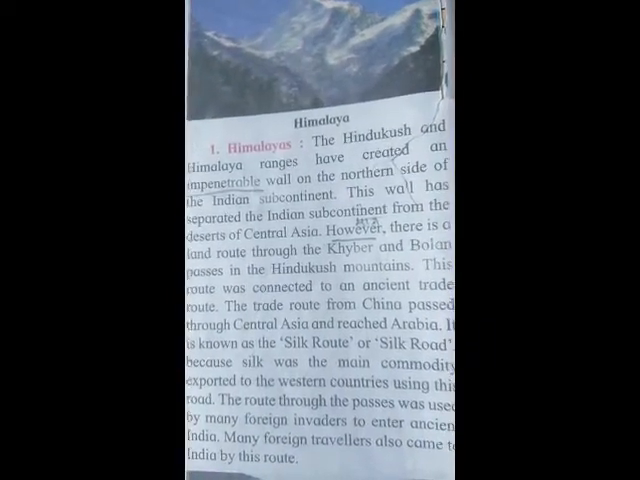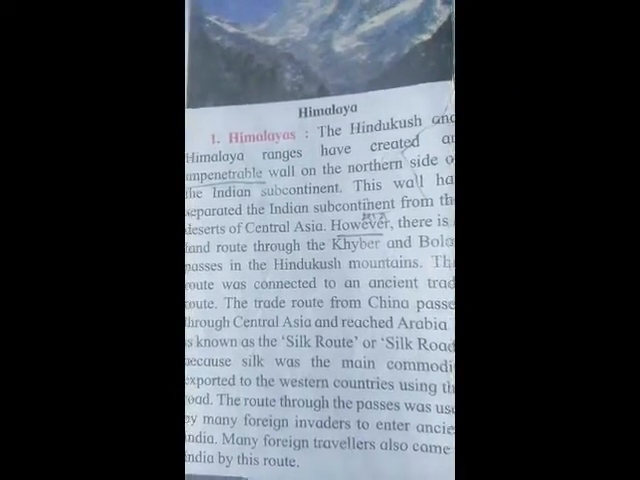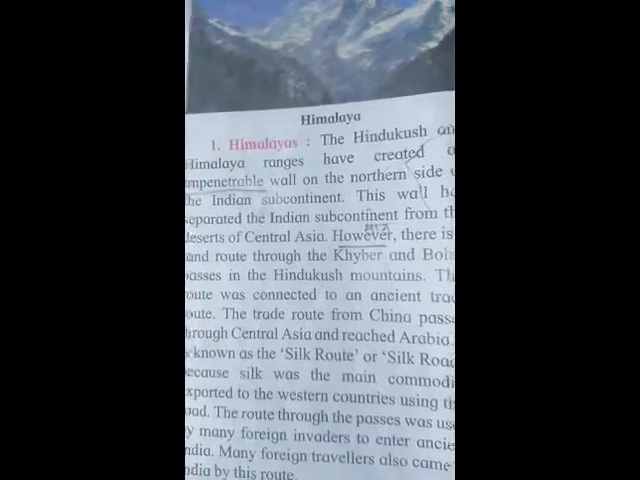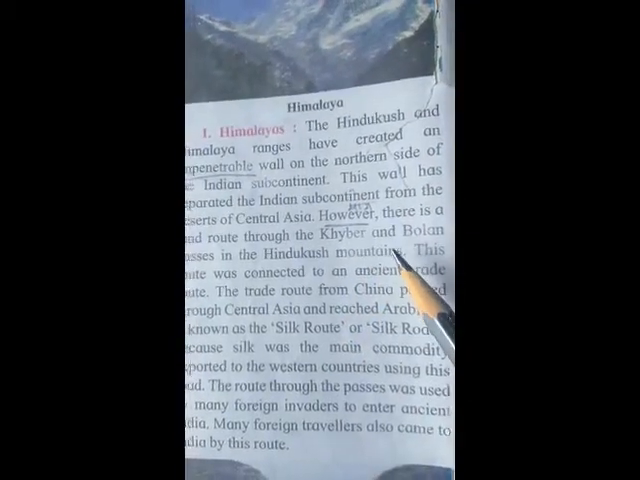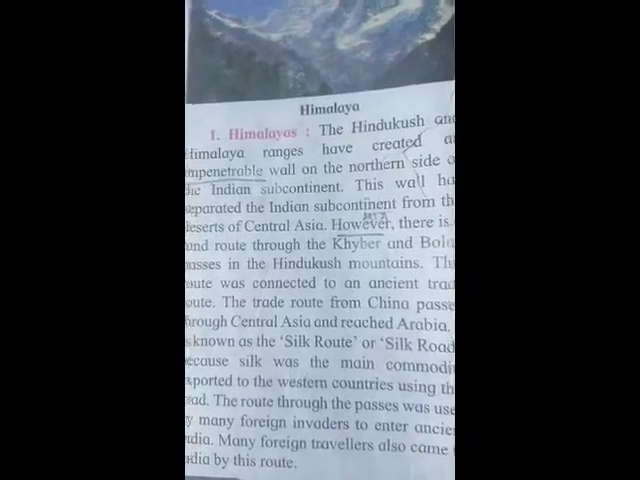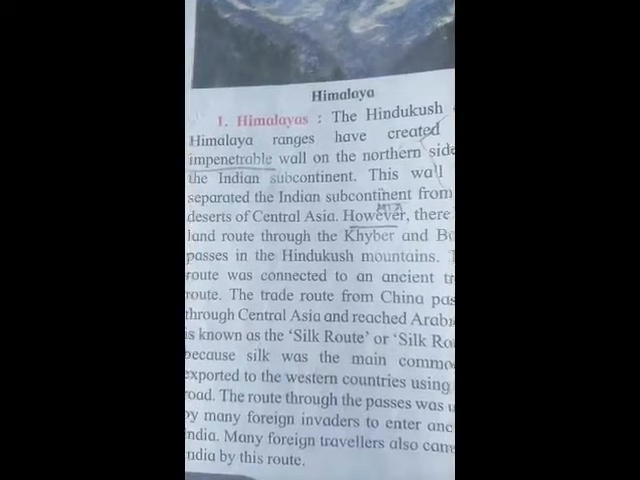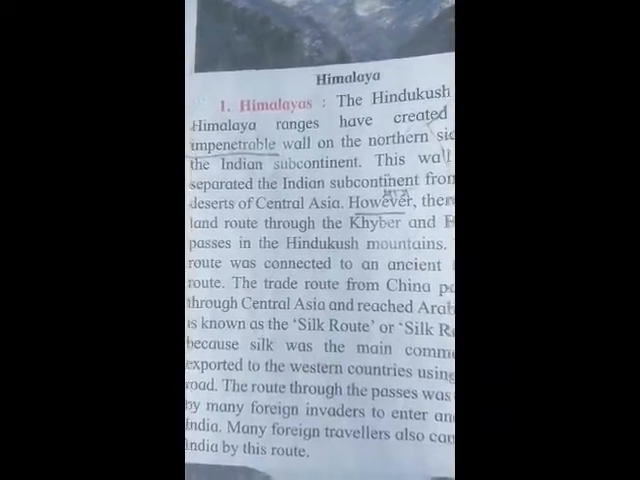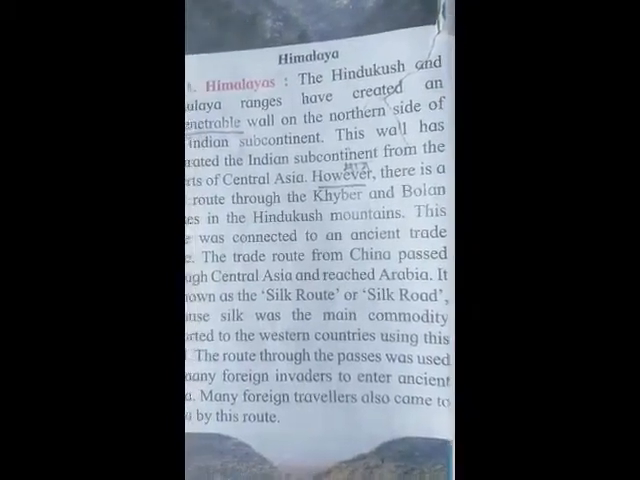The Himalayas and Hindu Kush ranges are separating the north side of the Indian subcontinent from Central Asia. But there is a route through the Khyber and Bolan passes in the Hindu Kush mountains. Here they mentioned Khyber and Bolan. This is a trade route, means the route which is used for business is called a trade route. This is called the Silk Route or Silk Road also, which passes through Central Asia and reaches Arabia. Through this road, many foreign traders entered ancient India.